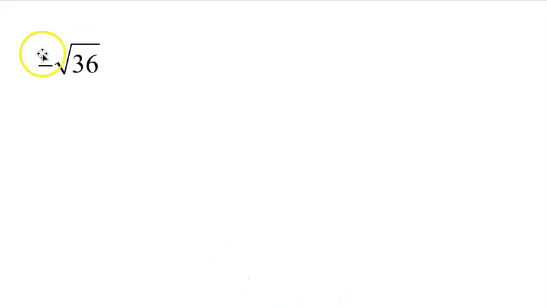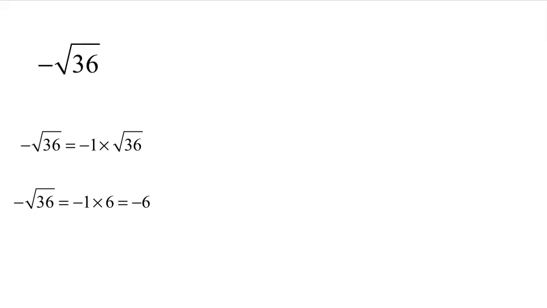Now, if I have this minus the square root of 36, we need to think about what that means. Well, what it means is negative 1 times the square root of 36. The negative on the outside means negative 1 times the square root of 36. Negative on the inside is different. The square root of 36, what positive number times itself equals 36? That, of course, is 6. So negative root 36, or the opposite of the square root of 36, is just negative 6. Negative 1 times 6 is negative 6.